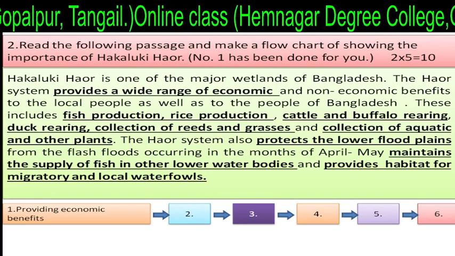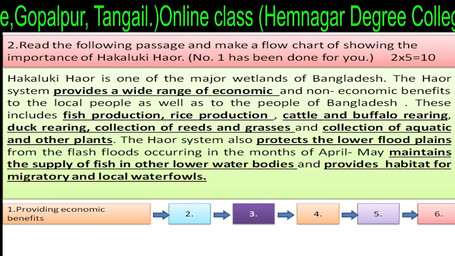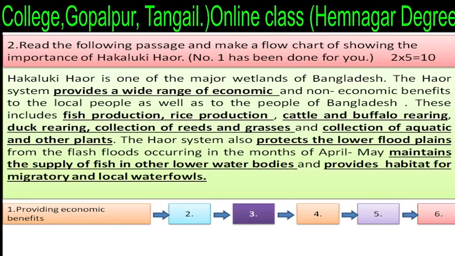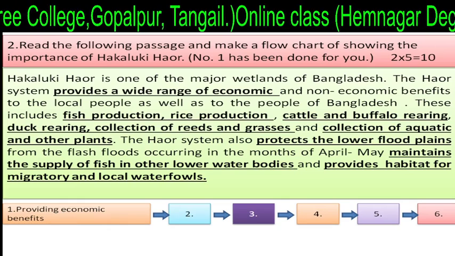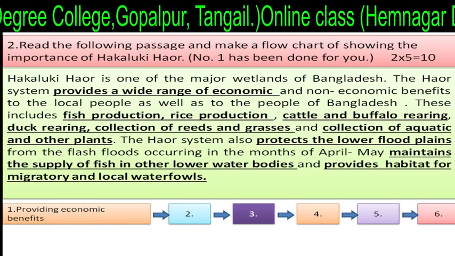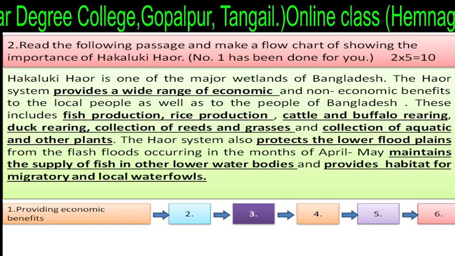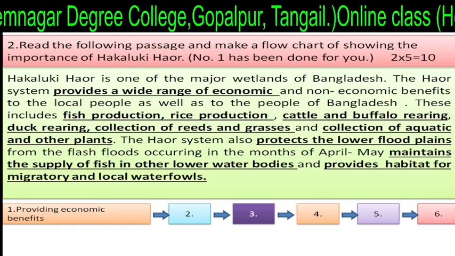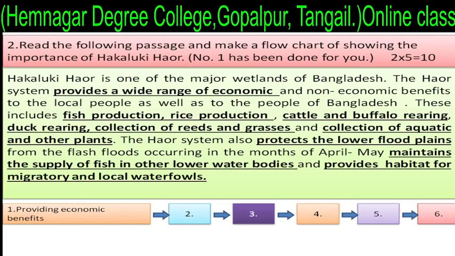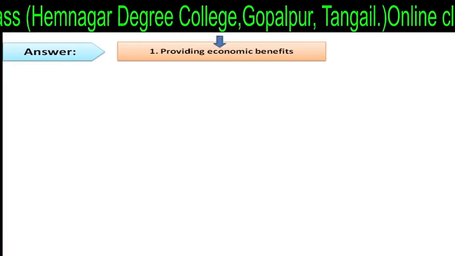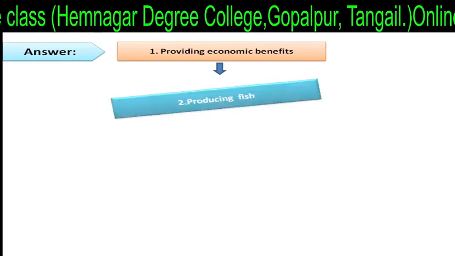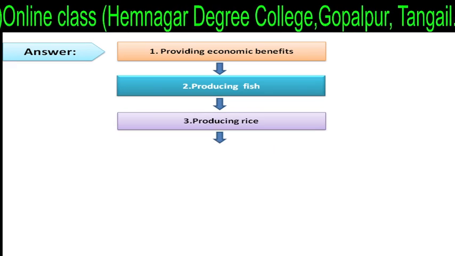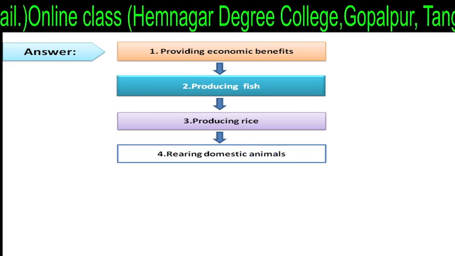Here you can see number 1 has been done for you using the structure ing form of verb, providing economic benefits, number 1. And so here you can see verb plus ing plus extension. So next item should be written following the structure. Now let's see the answer. Number 1, providing economic benefits. Number 2, producing fish. Number 3, producing rice. Number 4, rearing domestic animals.